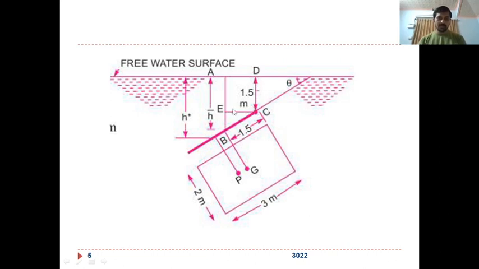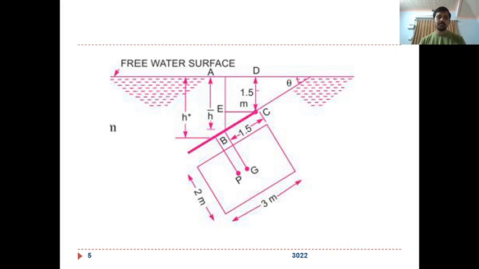Different notations are used. H bar is the vertical distance of the center of gravity from the free water surface. Here, center of pressure is H star from the free water surface. This 1.5 meter is the top surface. Now you may please note down the several alphabets used: A, B, C, D, right? All these things I will explain while solving the problem. Theta is the inclination angle of the rectangular surface with respect to the free water surface. G and P are center of gravity and center of pressure respectively. Clear?